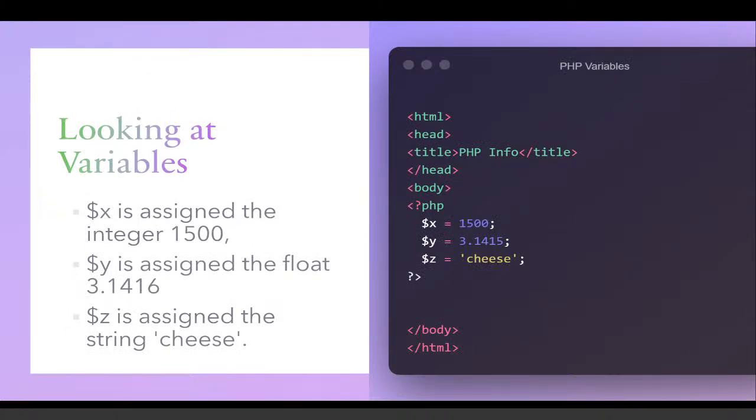And so we can see that here. We just have a few examples of that here. We have x equals 1500, y equals 3.1415, z equals cheese, right? And notice there that we have $x, $y, $z, because in order to be recognized as a variable by PHP, we have to have that $ sign there. And this also does a good job at showing that PHP is loosely typed. As you can see, there's absolutely zero syntax difference between these three variable declarations.